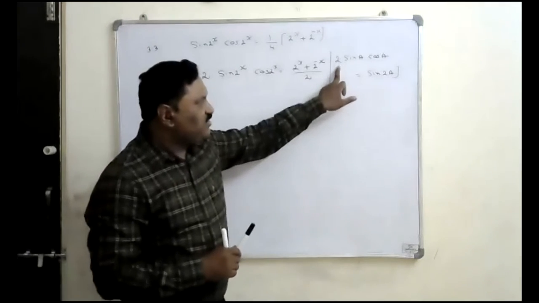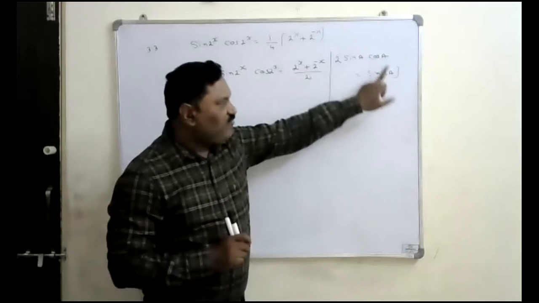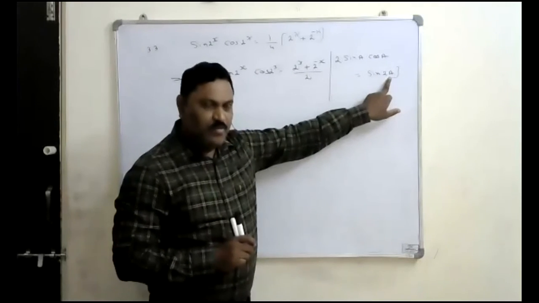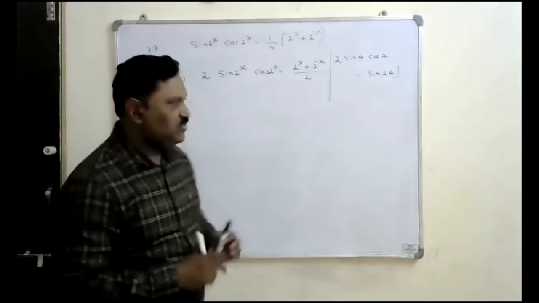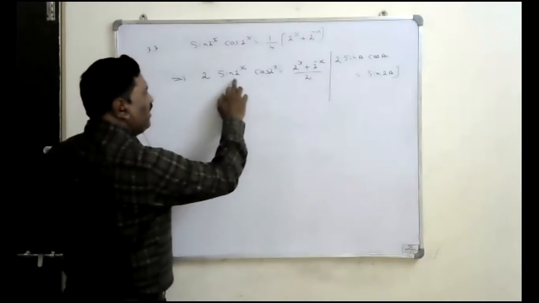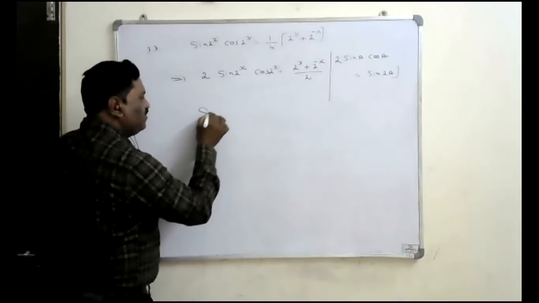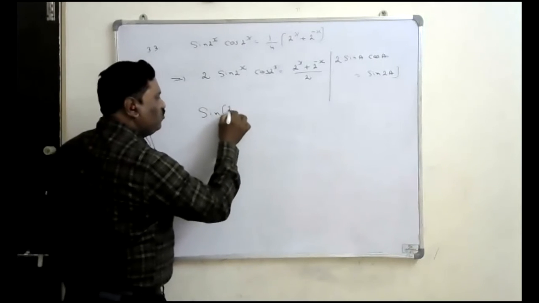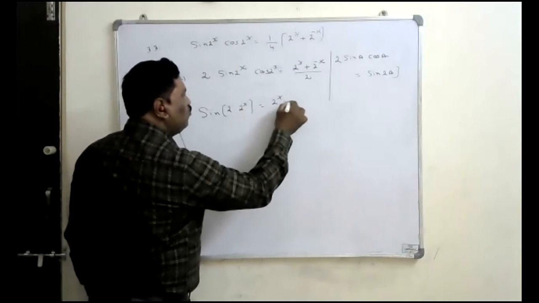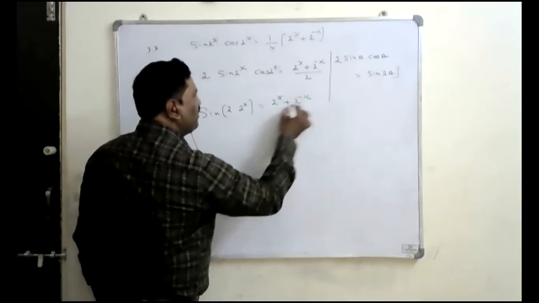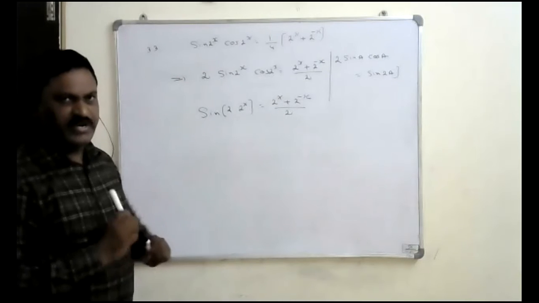If you observe this formula, 2 sine A cos A, here the angle is A, and if you apply this formula, it becomes 2A. Means whatever the angle is, you have to make it double to apply this formula. So this is the 2 sine A cos A format. If you apply that formula, you can write sine 2A. 2 into A means 2 power x. Like that we can write it is equal to 2 power x plus 2 power minus x by 2. Okay, this is the given expression, right?